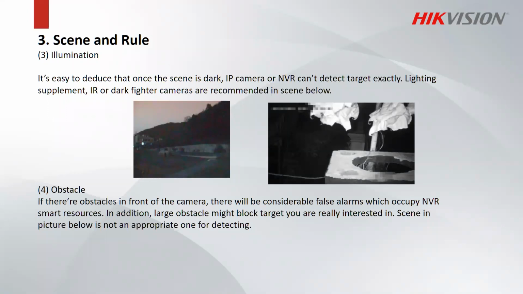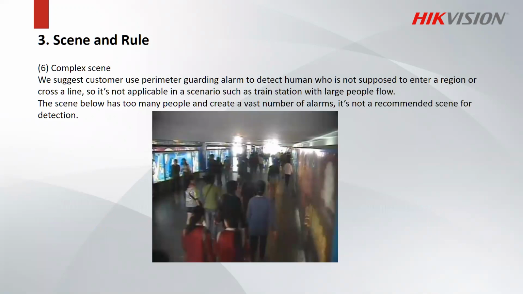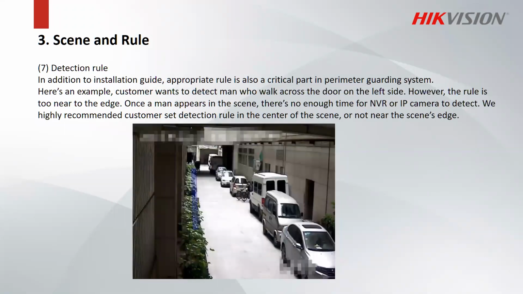Illumination. So if scenes are too dark, the NVR won't be able to detect properly. Likewise, too bright, and the NVR will struggle. Obstacles, these are fairly obvious, but anything in the way of your detection area will either cause the NVR not to record the events or give many, many false alarms. Complex scenes, another one that speaks for itself. With large footfall, you can't possibly get the accurate results with so many people entering and exiting the areas.